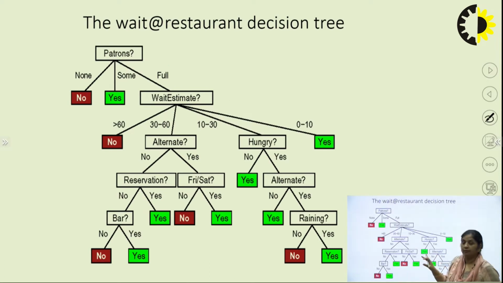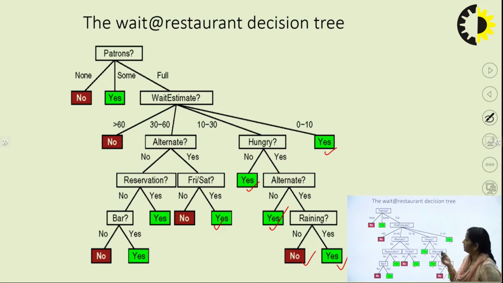So one tree corresponding to that domain. What we are talking about is the wait at restaurant decision tree. What will be the leaf nodes? Either we will wait or we will not wait, no or yes. These are the leaf nodes. In leaf nodes, we will take the decision. That will be the predicted output.